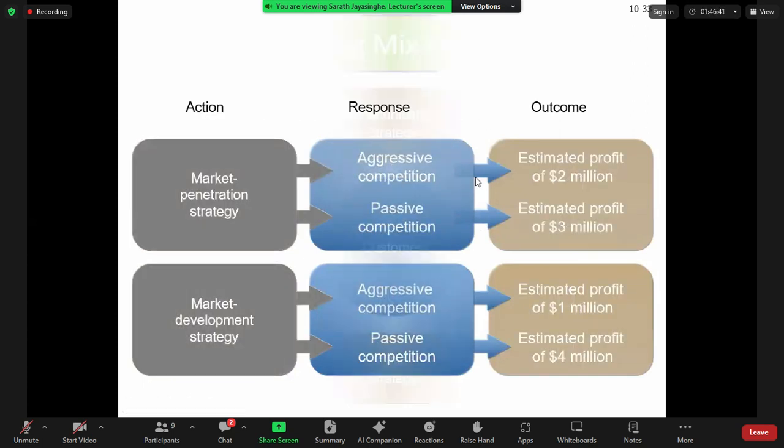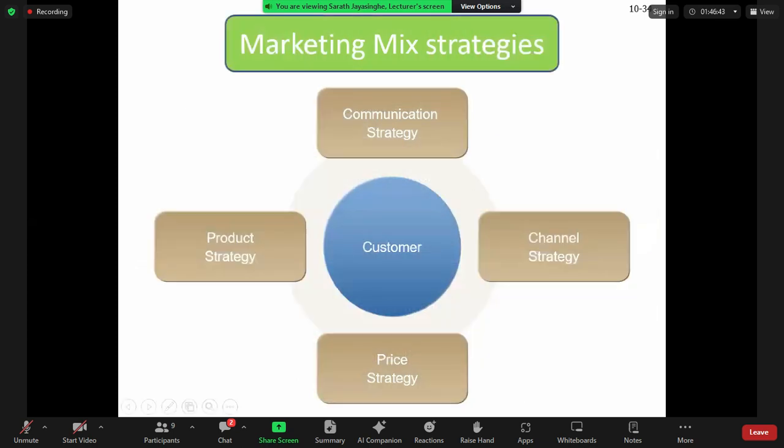So now you can see marketing strategies. Now we are moving to marketing strategies. So far you have been looking at different perspectives. Now we are coming to the marketing functional or tactical level. So we have the customer, communication strategy, channel strategy, price strategy, and product strategy. This is just related to the product marketing mix.